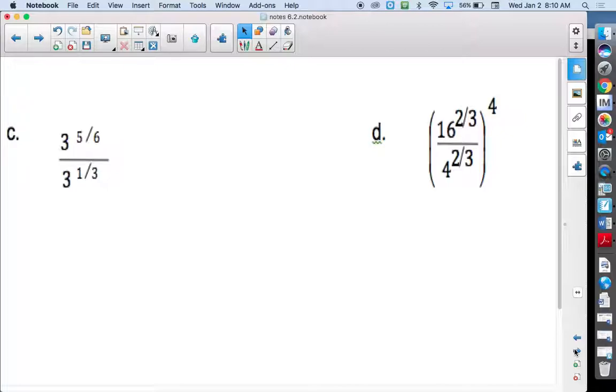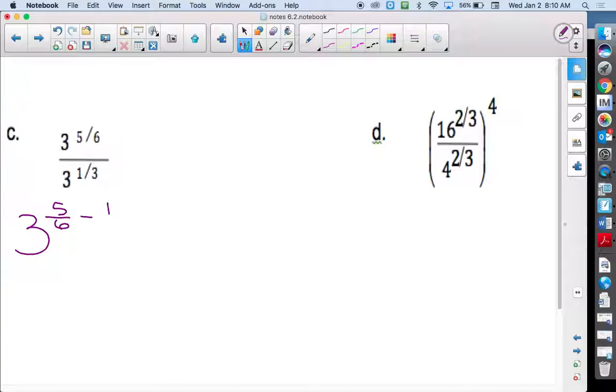Garrett, what do you do when you have exponents and you're dividing? Yeah, so we want to subtract 5/6 minus 1/3. So Garrett, that really becomes 5/6 minus 2/6. Yeah, so the top is a 2, the bottom is a 6. Which gives us 3/6, and 3/6 is really 1/2.